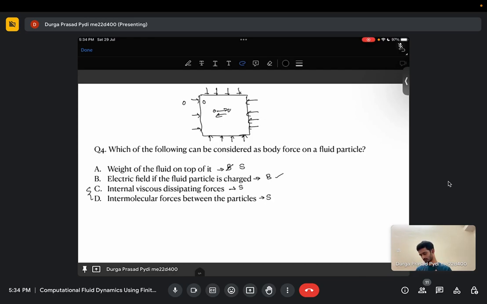So, what do you think surface tension will be? Will it be a body force or a surface force? Surface. Okay, just as the name says, it's surface.